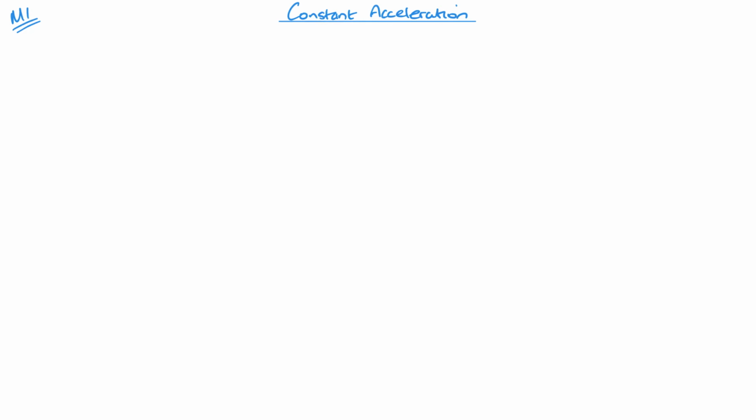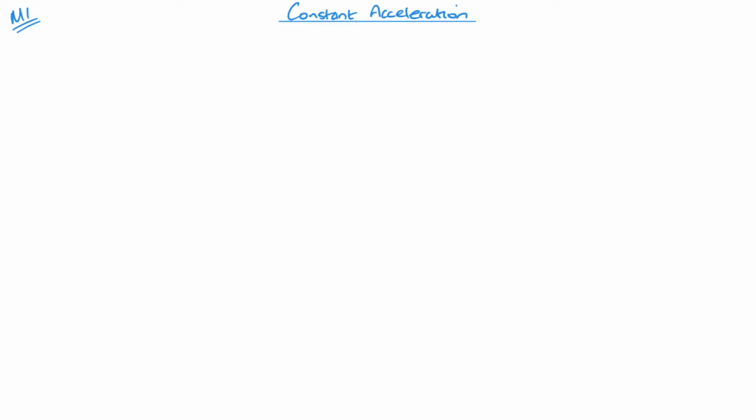Welcome to M1. Today we're looking at Chapter 2, Constant Acceleration. Now, before we get into the formulae for constant acceleration, we need to look at the graphs that you need to know and understand. So there's three types.